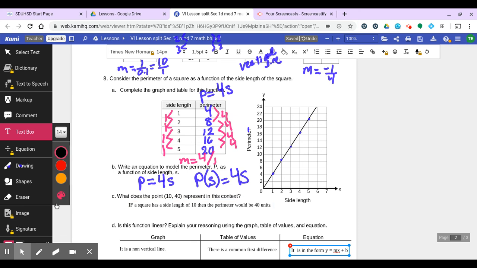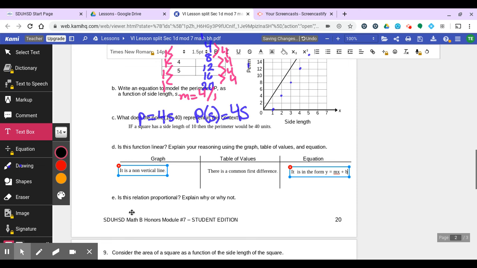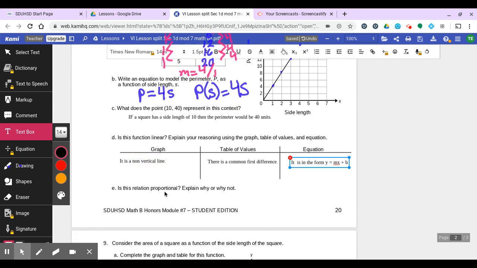Okay, moving on to the next section. Is the relationship proportional? So remember, if something was proportional, it had to be a line through the origin. So yes, this is going through the origin, and it is a line. So it is proportional. So that's a flashback to 7th grade. Yes, it is a line through the origin. First semester, 7th grade, coming right back at you.